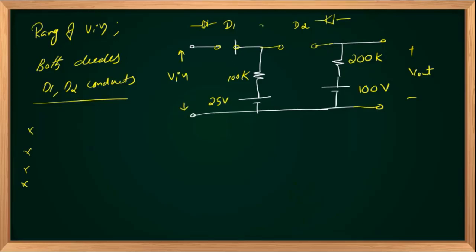Right? So there won't be a current flow through the 100K resistance, so no drop. So we'll get 25 volts here. Is that right? Opening both diodes, no current flows through the 100K resistance because no branch currents. So no drop across 100K, 0 volts. So 25 minus 0 will be 25 itself. So cathode of D1 is at 25 and cathode of D2 is also at 25.